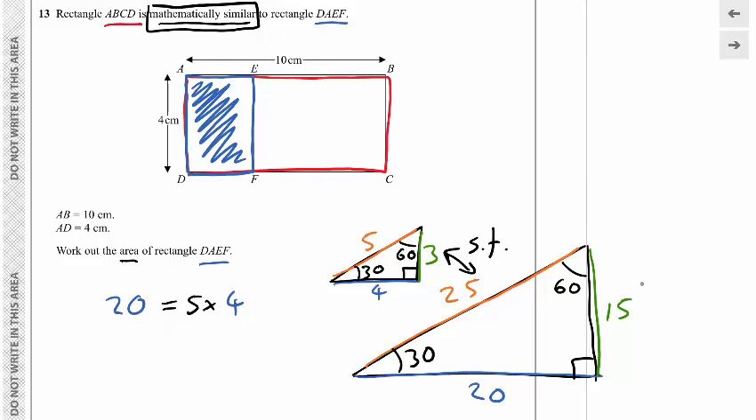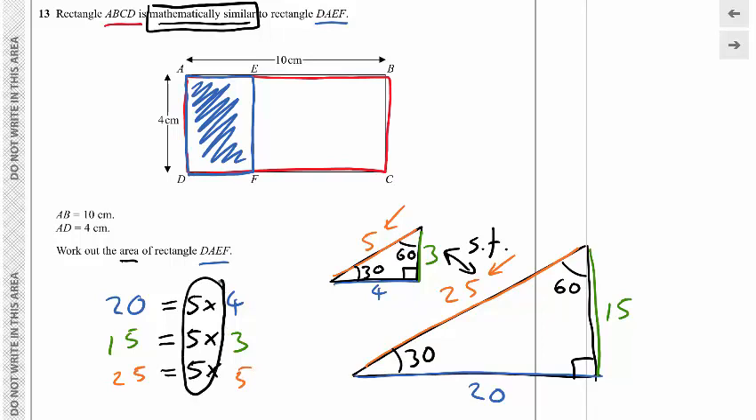Then let's look at the vertical height. The vertical height on the big triangle is 15. The vertical height on the baby triangle is 3. What times 3 gives me 15? It's 5 times 3 gives me 15. And let's verify with the hypotenuse as well. The hypotenuse on the big triangle is 25, and on the baby triangle it's 5. So what times 5 gives me 25? It's just 5. So look what's in common. It's 5 which is in common. Therefore my scale factor must be 5.